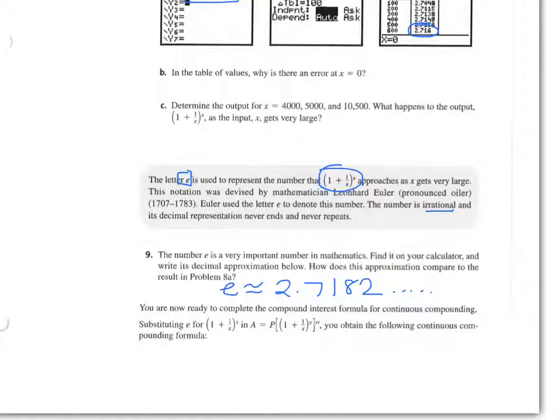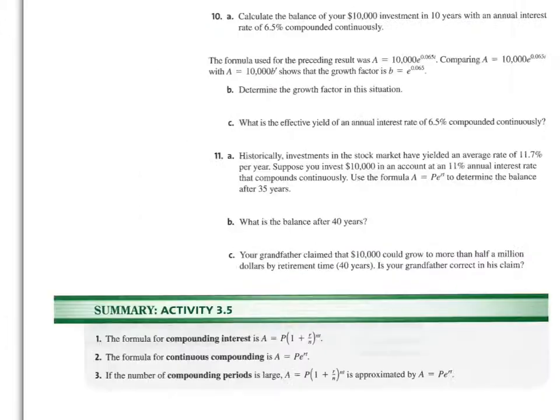I don't want you to get bogged down on where it comes from because that's a little bit beyond this course. But let's just accept that as x gets bigger, that expression gets close to about 2.7182.